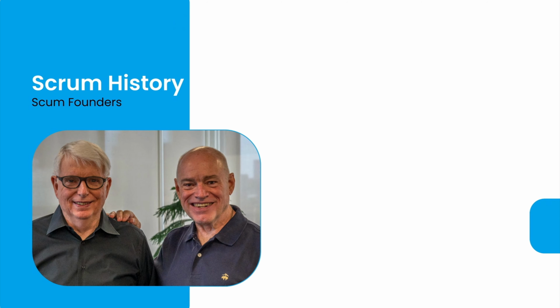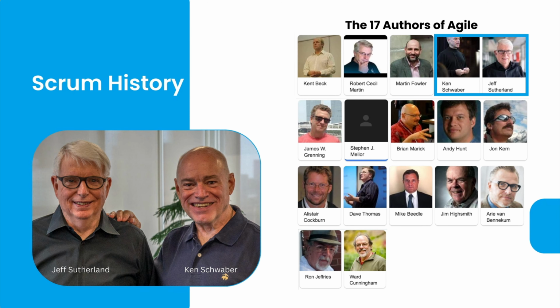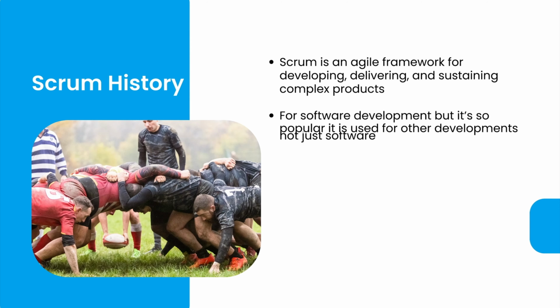Scrum was developed by two guys called Ken Schwaber and Jeff Sutherland. And guess what? These two were part of the 17 that were present at the Agile Snowbird meeting in 2001. So Scrum works really well with the Agile methodology, particularly because Scrum isn't a methodology, it is a framework.